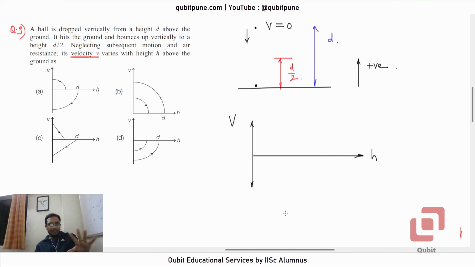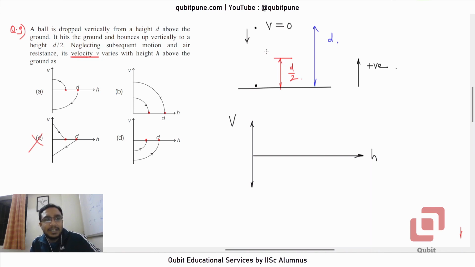You can see that there are two curves here in every picture, clearly representing the two different motions. Let's first recognize the points d and d by 2 here. This is d by 2 and this is d. Now clearly C is not going to be right because they can't be linear. We know that v is linear with t and not linear with h, so we can rule this out.